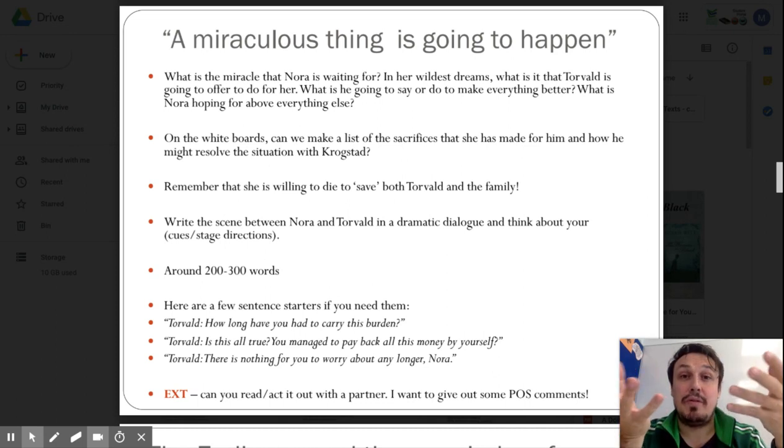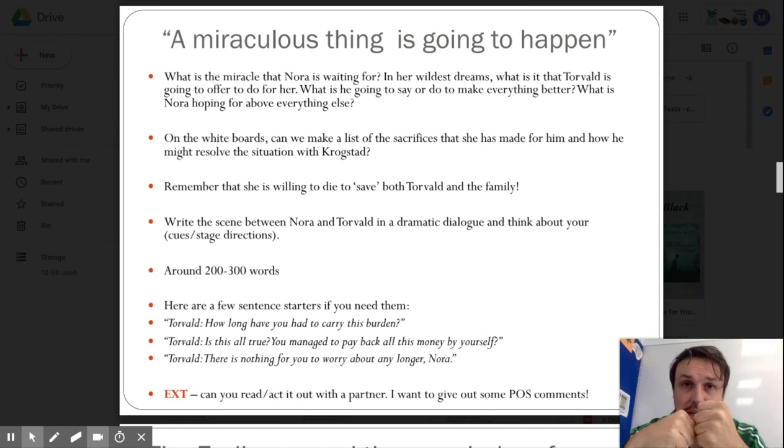It's hopefully a bit of fun, but it'll help you really understand what it is she's waiting for and why she's so crushingly devastated at the end of the play when the opposite happens to her, which is what we'll look at next time. I've added a few sentence starters. How long have you had to carry this burden? Is this all true? You managed to pay back all the money by yourself. There is nothing for you to worry about any longer, Nora.